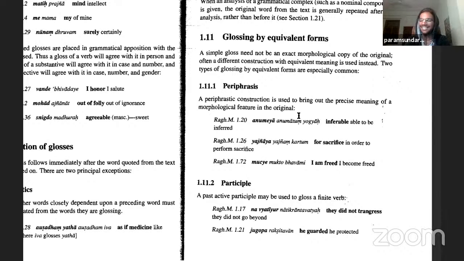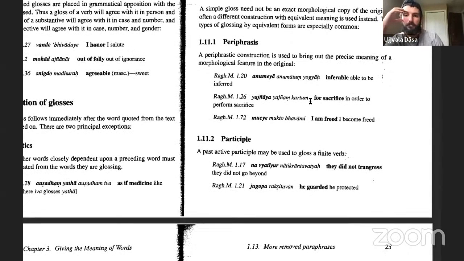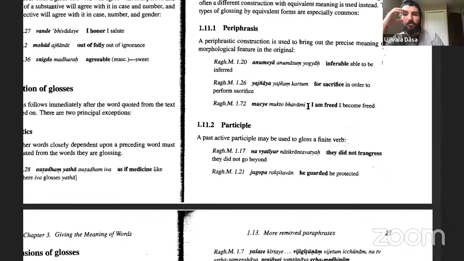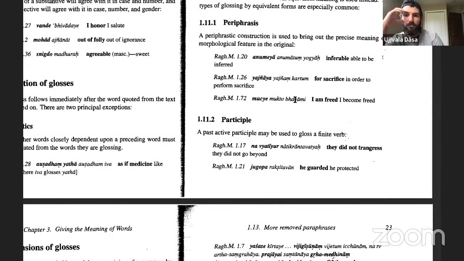I prefer to try to read the Sanskrit through Sanskrit as much as I can. A common one, yagyaya. So fourth case, yagyam kartum, in order to do yagya, yagyaya, for yagya. Muche mukto bhavami. So I am freed. Mukto bhavami, I am freed. I become freed.